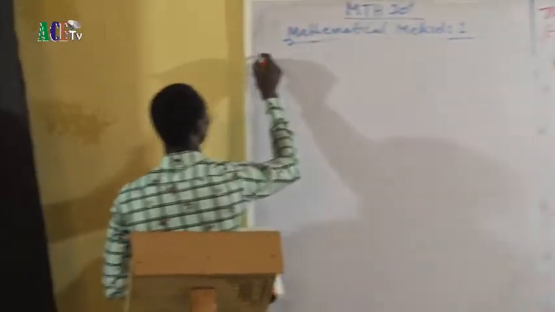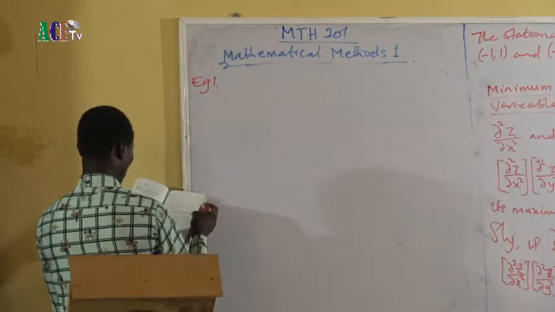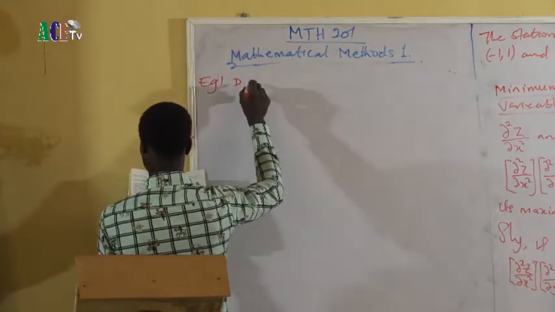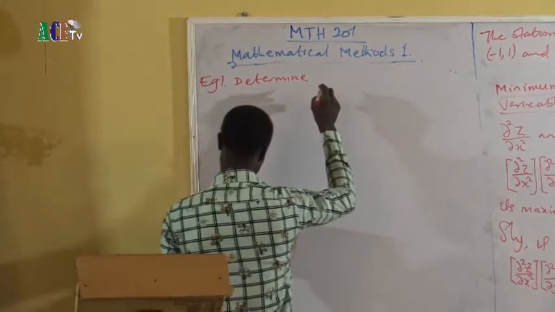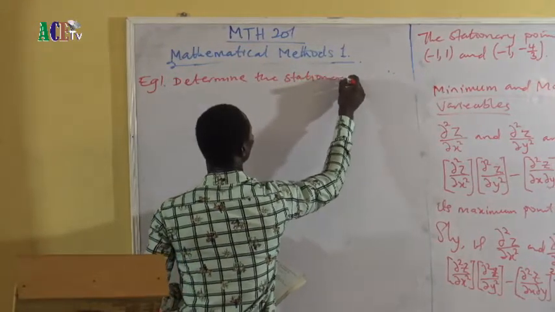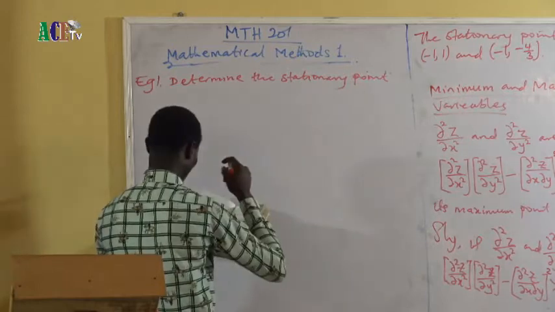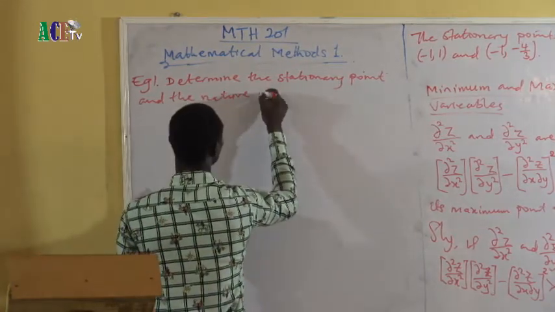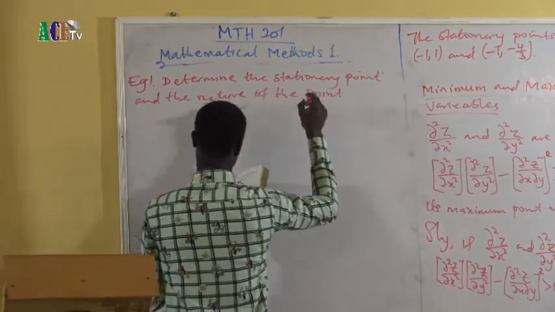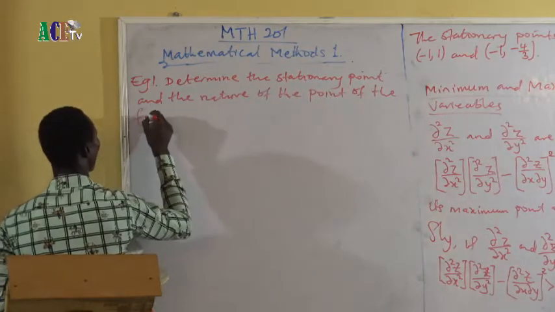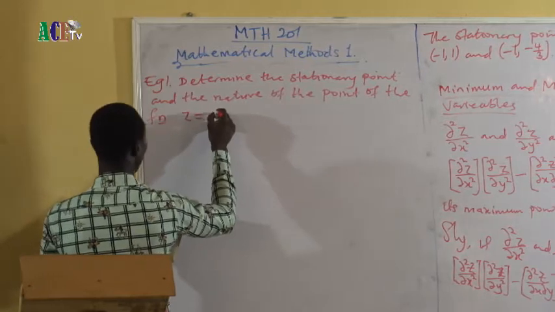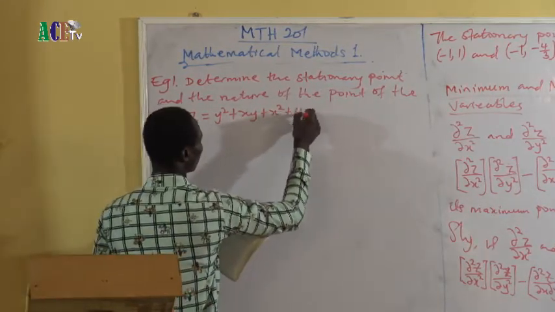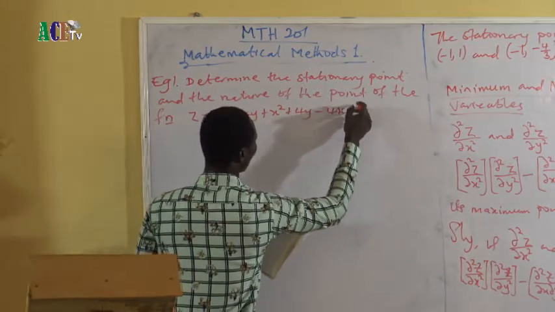Example. The question says: determine the stationary point and the nature of the point of the function z equals y squared plus xy plus x squared plus 4y minus 4x plus 5.